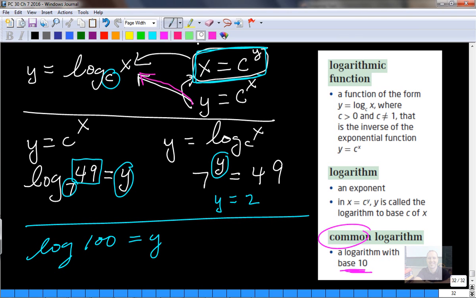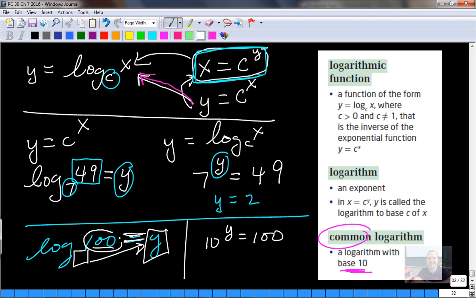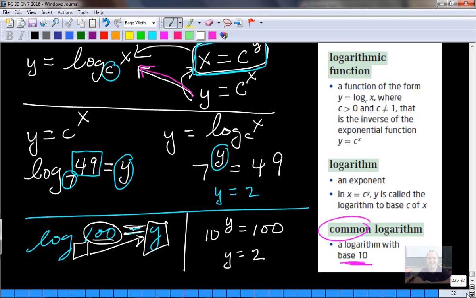And so what this is saying is 10 to the power of something equals 100. Okay? So think of base, think of exponent equals this thing. So this to the power of that equals this. And so of course y is 2 here. And a lot of these, if you rewrite it in the exponential way, you can actually get to your answer really quick. Okay? Any questions on that so far?